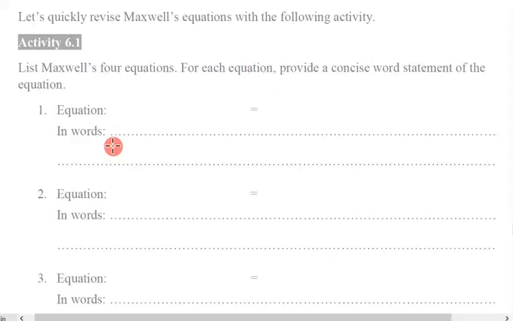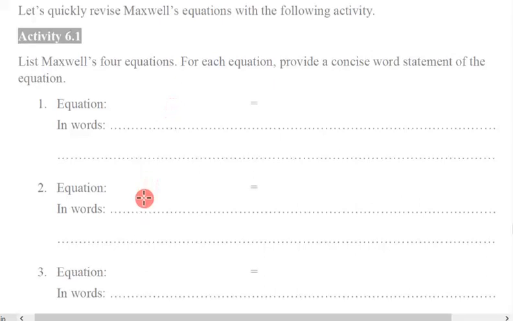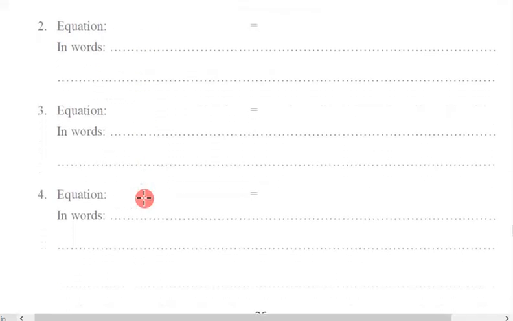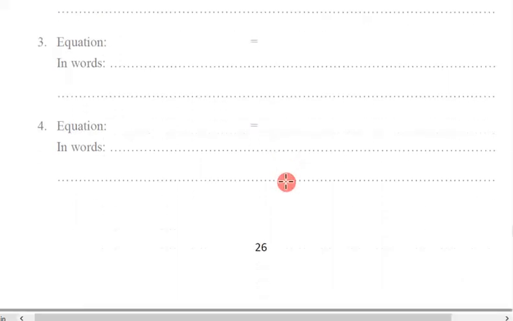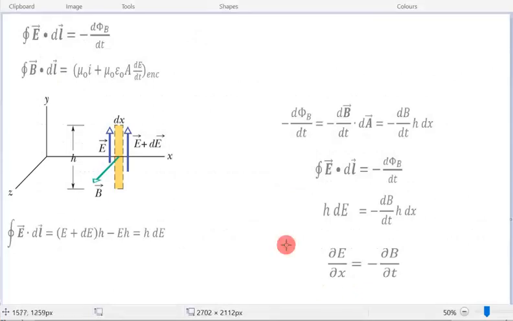So equation 1 and equation 2 are the Gauss laws, one for the electric field, the other one for the magnetic field. Our main focus will be on the last 2 equations, Faraday's law and then Ampere's law, which was modified later by Maxwell. All right. So here we are, the last 2 laws, the third law, which is Faraday's law, and then Ampere's law.